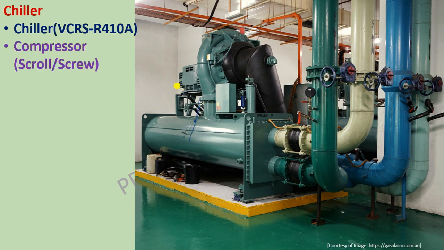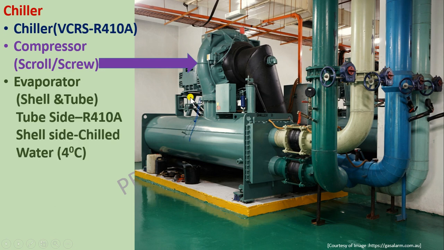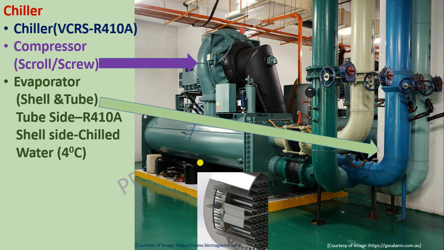Chiller consists of a compressor of scroll or screw type because of high pressure and high cooling capacity in TR. Chiller consists of an evaporator of type shell and tube. So in this case, on the tube side it carries refrigerant R410A, and on the shell side it carries chilled water.